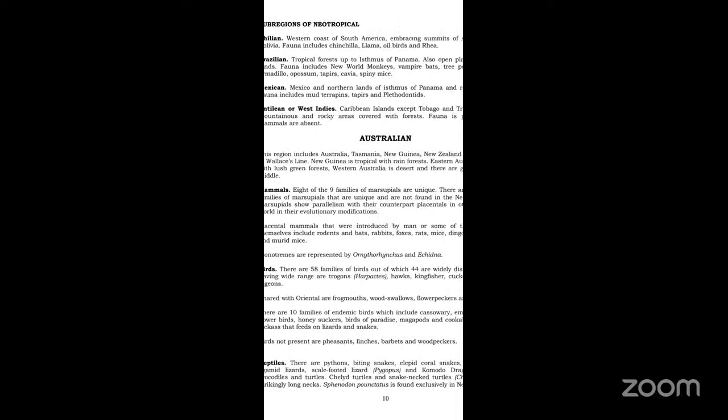So placental mammals are present in here, and these mammals were introduced by man, or some of them actually immigrated themselves. So they include what? Rodents, bats, rabbits, foxes, rats, mice, dingo dogs, cats, pigs, as well as the murid mice. Now, monotremes are also present in this, and they are represented by Ornithorhynchus and Echidna.